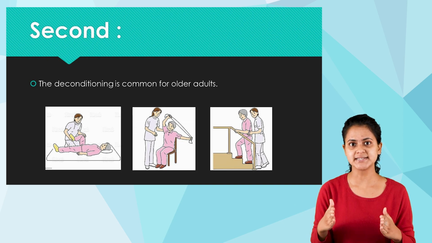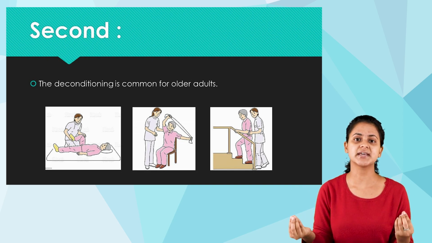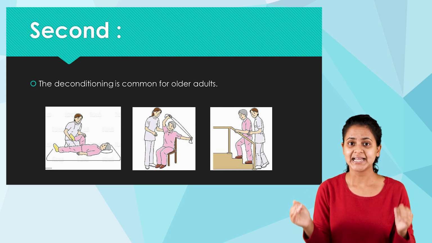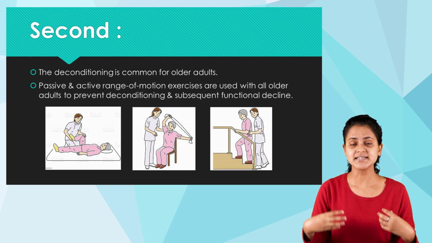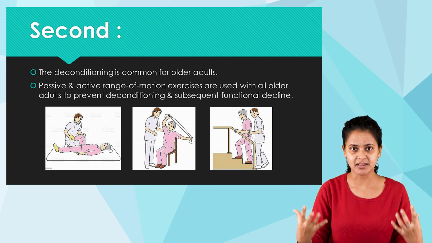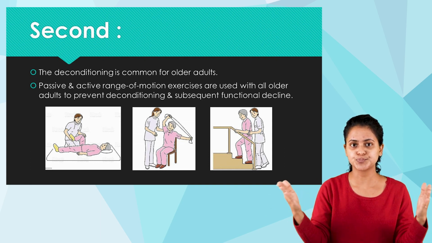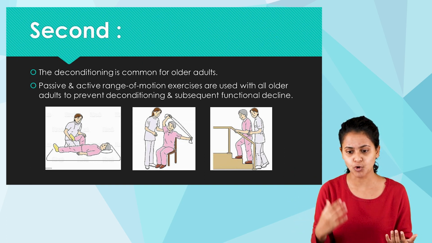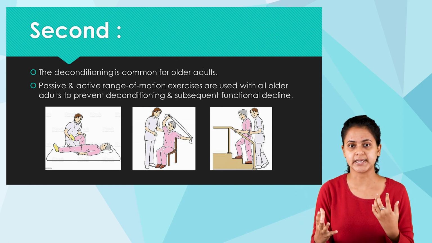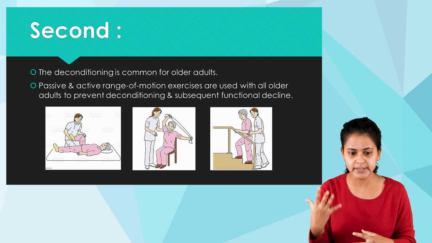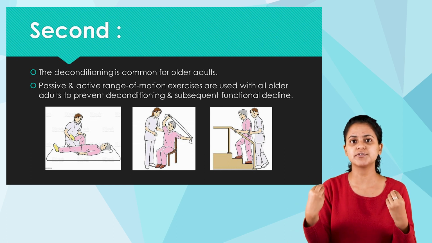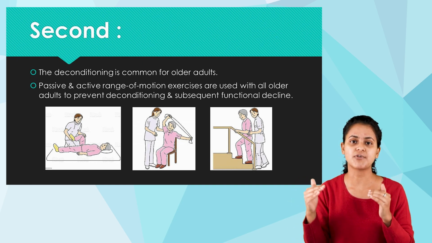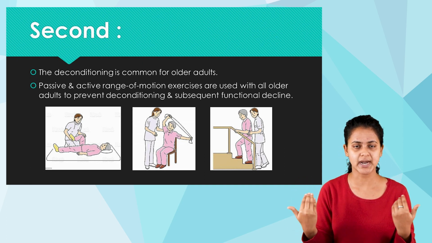Secondly, we should understand that deconditioning is very common among older clients. That's the reason why nurses here will help or assist the client to perform various passive and active range of motion exercises, which will allow the older adults to prevent deconditioning and subsequent functional decline of their activities of daily living.